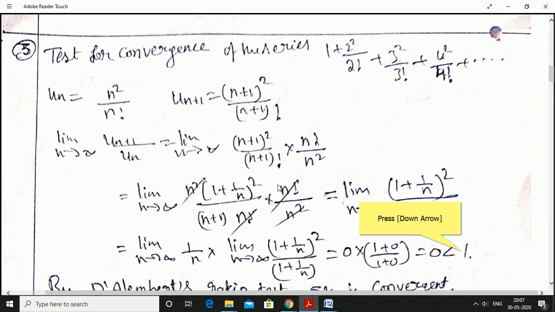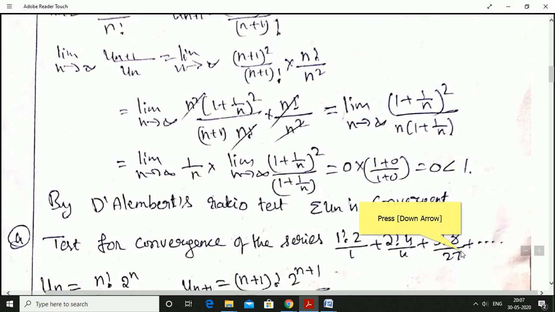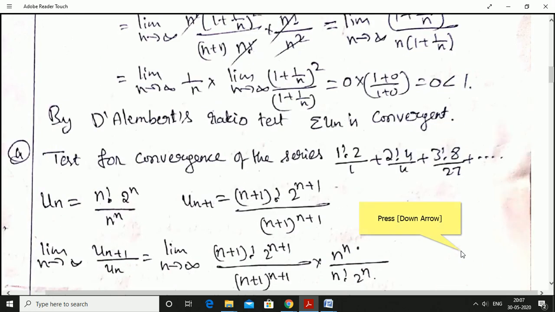That is equal to limit as n tends to infinity of 1 by n, one function I considered, into limit as n tends to infinity of the remaining function, 1 plus 1 by n whole square divided by 1 plus 1 by n. If we apply the limit as n tends to infinity, 1 by infinity is 0, into, for this term, if I apply the limit, its limiting value is 1. 1 into 0 is equal to 0. 0 is less than 1. Hence by D'Alembert ratio test, sigma un is convergent series.